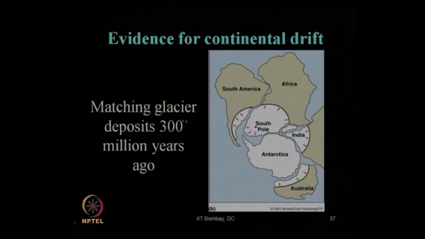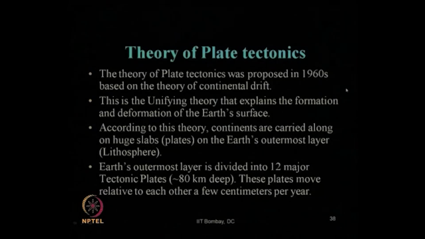Another evidence is matching the glacier deposits of 300 million years ago. You will find that glaciers of these portions were together with Antarctica. That automatically shows that probably they were together once upon a time and then got separated with time.